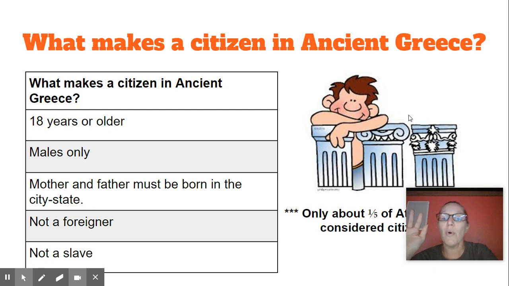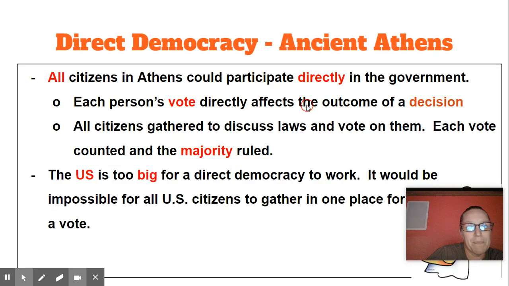All right, so only about 1/5 of Athenians are actually considered citizens, which I think is kind of crazy if you think about it. Only 1/5 of the people living there are actually considered citizens, which means that they can participate in the government. All right, so that's what makes a citizen in ancient Greece.